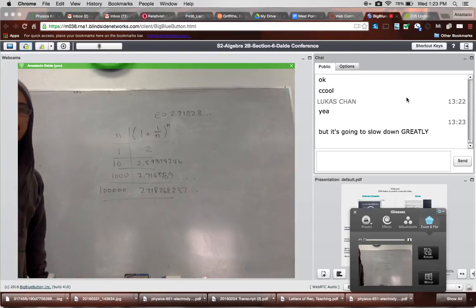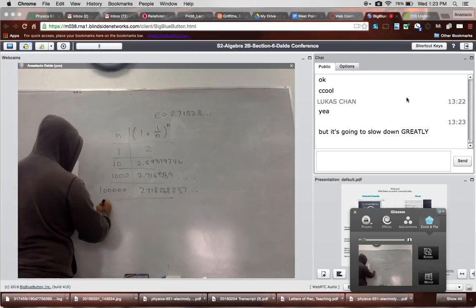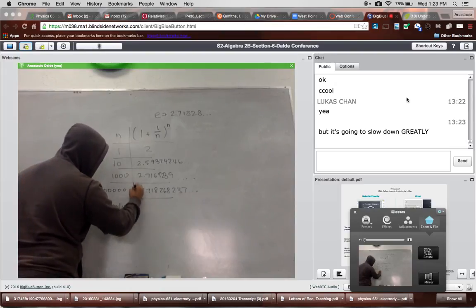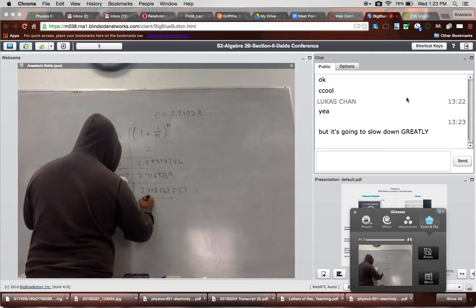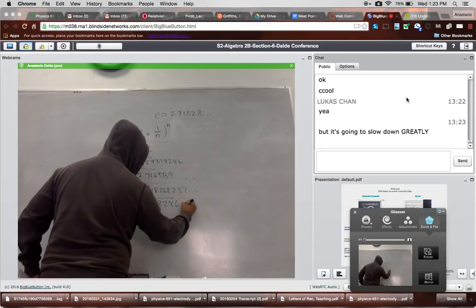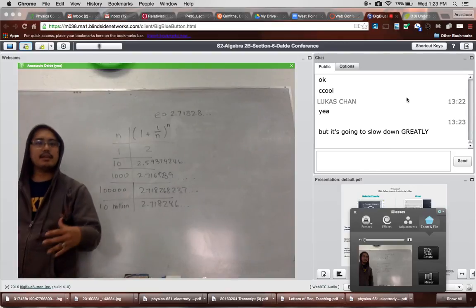And if n is 1,000,000, no, let's make it, if n is 10 million, here's what your answer is going to be. 2.7182826... Do you see something happening here?